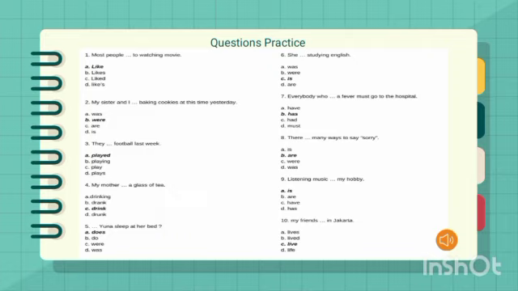Number 6. The answer C, is. She is studying English. Number 7. The answer B, has. Everybody who has a fever must go to the hospital. Number 8. The answer B, are. There are many ways to say sorry. Number 9. The answer A, is. Listening to music is my hobby. Number 10. The answer C, live. My friends live in Jakarta.